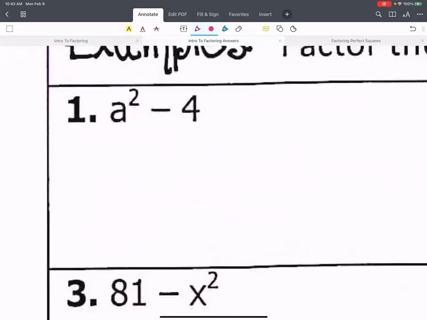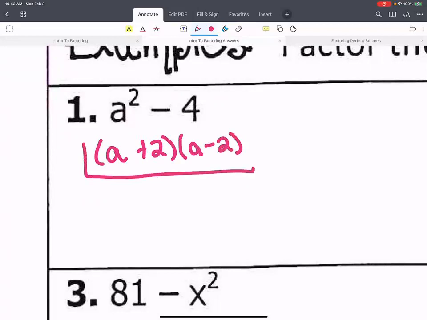A squared minus 4. First of all, are those both perfect squares? Yes. Are we subtracting in the middle? Yes. What's the square root of A squared? What's the square root of 4? So we do A plus 2 times A minus 2. Done. We have factored.